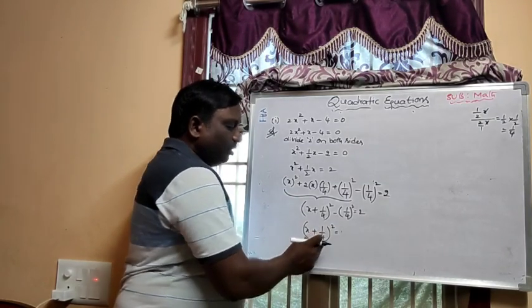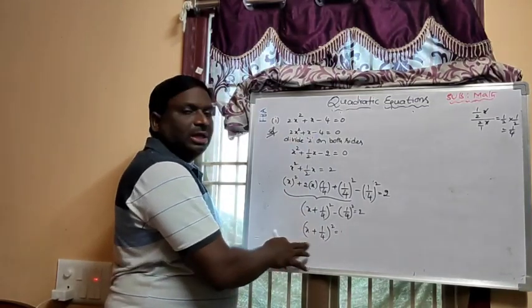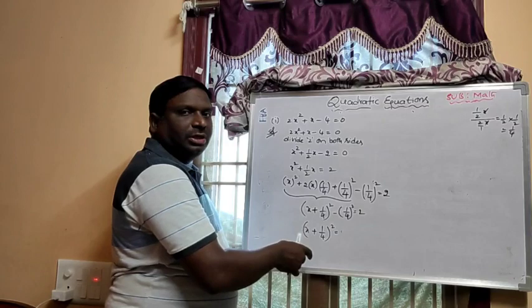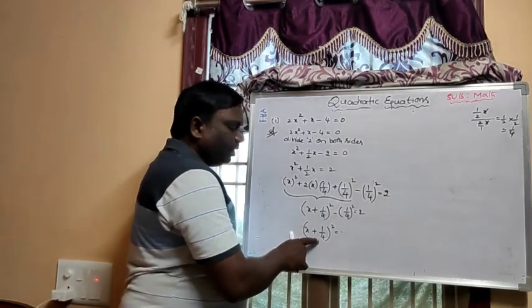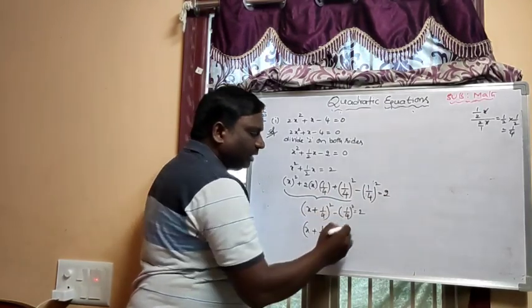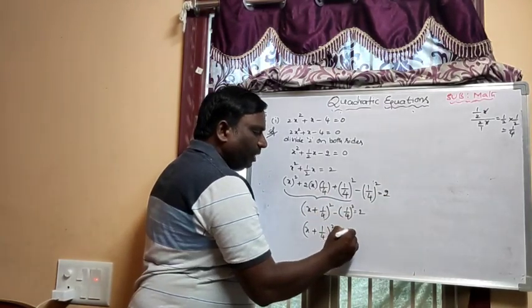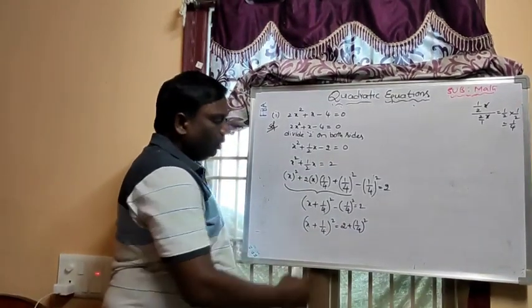What I said here, the main intention of this completing square method is that the left hand side of the quadratic equation we are making as a perfect square. X plus 1 by 4 whole square equal to, you can take this minus 1 by 4 whole square to the other side. Already 2 is here, plus 1 by 4 whole square.